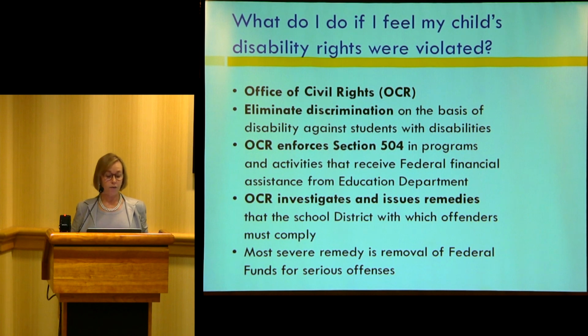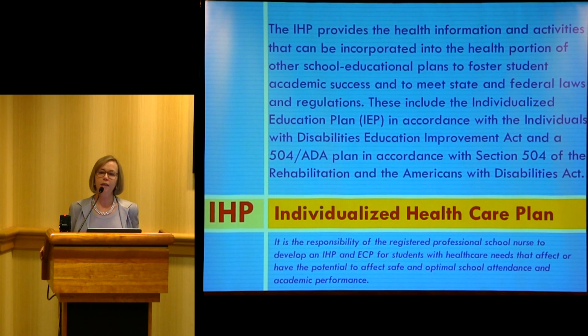OCR enforces Section 504. OCR investigates and issues remedies. So if we have an OCR complaint and the Office of Civil Rights comes back and says, you as a school district need to do this, we are doing that. That is the final word. And in egregious situations where the violations are severe and consistent, OCR can determine that that agency should no longer receive federal funds. That doesn't happen very often, because usually when OCR says you need to do something, agencies comply, okay?